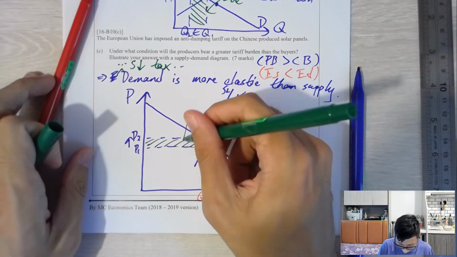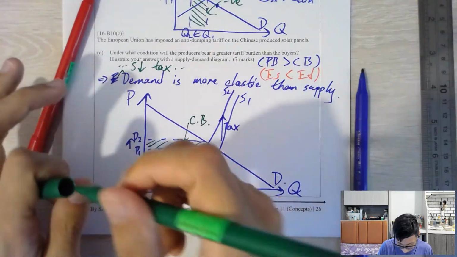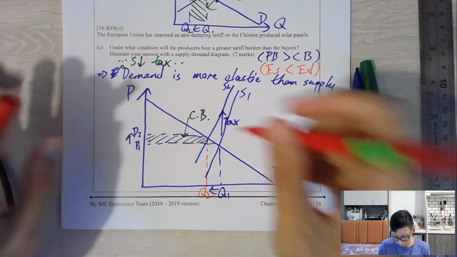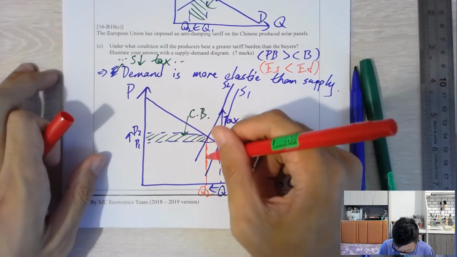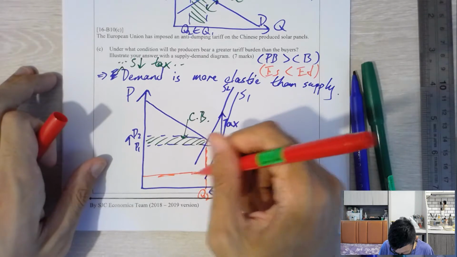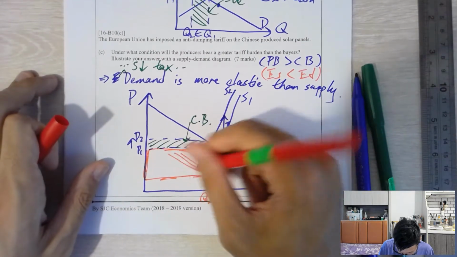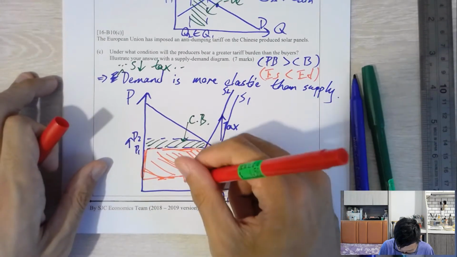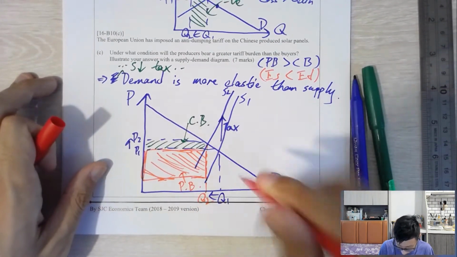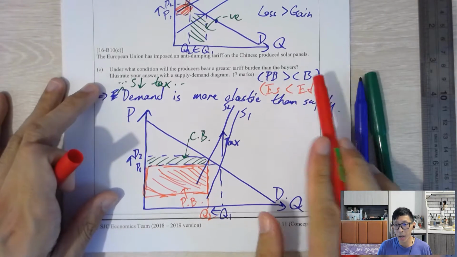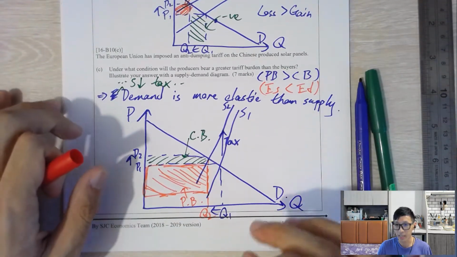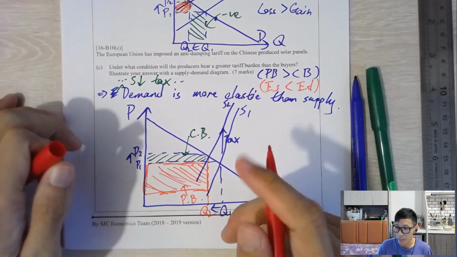This is the consumer tax burden. What about the rest of the tax here? The rest of the tax burden would be this part, the producer tax burden. Let's check: the producer bears more burden than the consumer. Yes, exactly what we need for our answer.